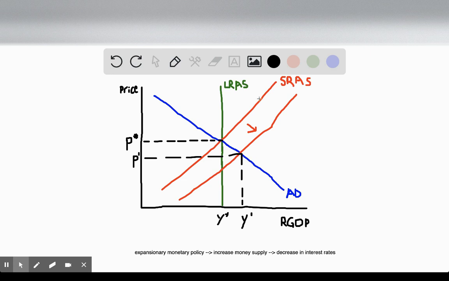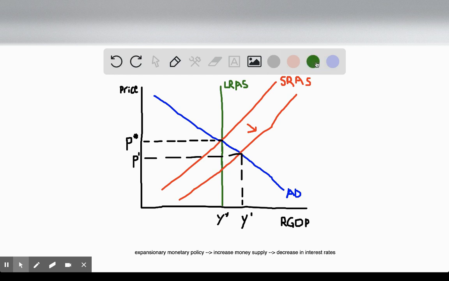So if we look at the case of India, this is where their real GDP was at 2015 without the change in policy. And now with this expansionary monetary policy, you're going to see this shift to this new spot there and this new level of real GDP.